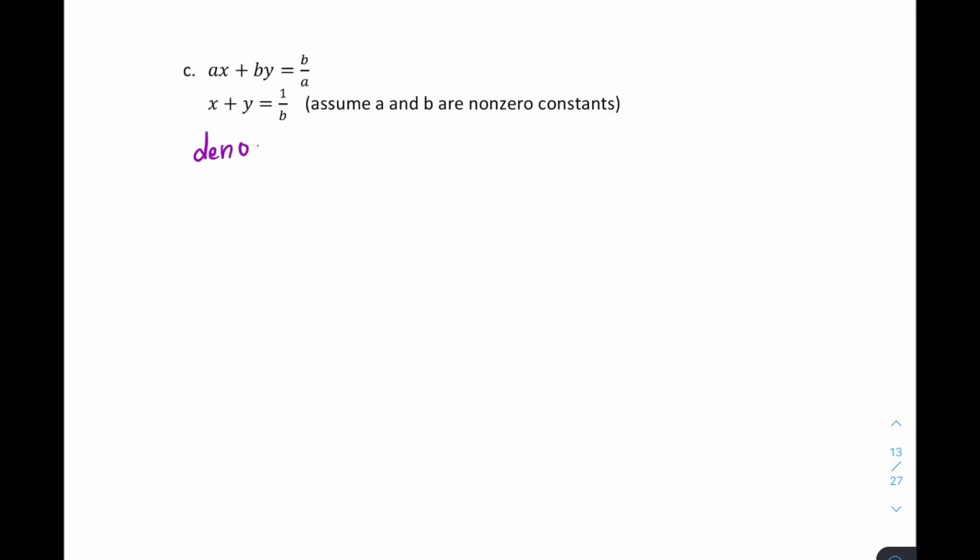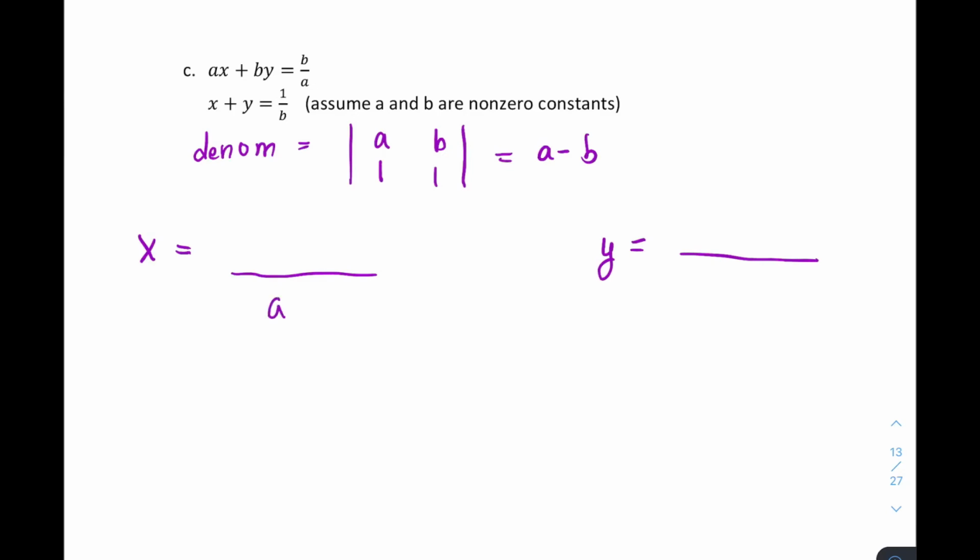Alright, let's do one that's going to challenge you a little bit. So I'm trying to find the values x and y, but this time your coefficients are a and b on a couple of your variables instead of known values. So set it up the same way. When you find your determinant of your matrix that goes in the denominator, a times 1 minus b times 1 is going to be just a minus b. These work the same way, it's just algebraically it's going to get a little bit messier.